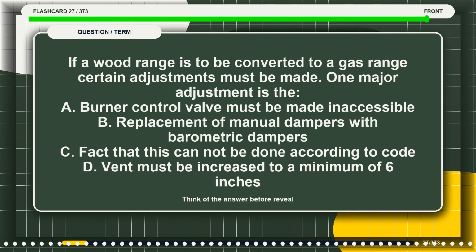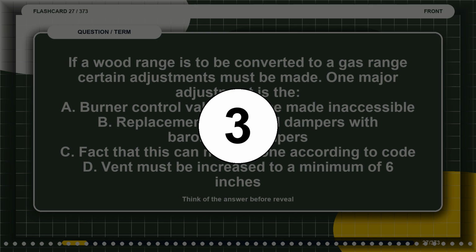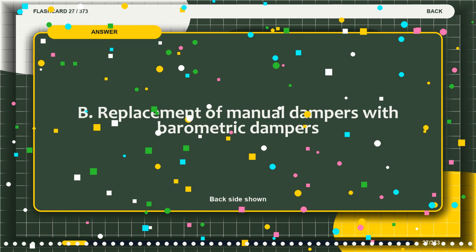Flashcard 27. If a wood range is to be converted to a gas range, certain adjustments must be made. One major adjustment is the: A. Burner control valve must be made inaccessible. B. Replacement of manual dampers with barometric dampers. C. Fact that this cannot be done according to code. D. Vent must be increased to a minimum of 6 inches. Think of the answer before the reveal. The answer is B. Replacement of manual dampers with barometric dampers.